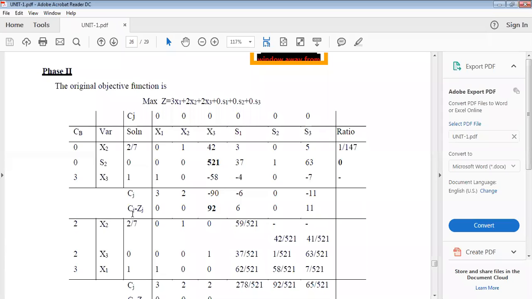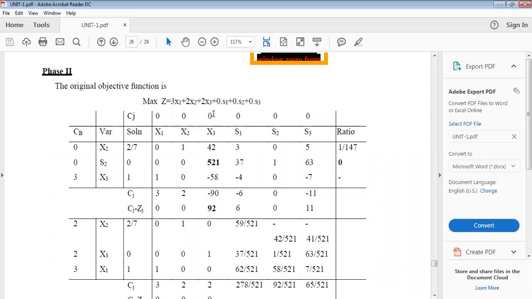Now this is CJ minus ZJ. CJ minus ZJ, again there is a big mistake in this particular thing. Here he has to mark 3, 2, 3. He has marked zeros. 3, 2, 3. So 3 minus 3, 0. 2 minus 2, 0. And 2 minus 90. So 2 minus of minus 90 becomes plus 92.